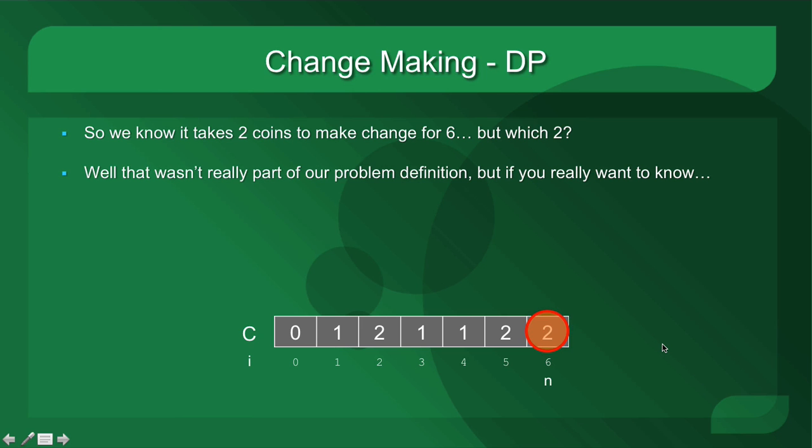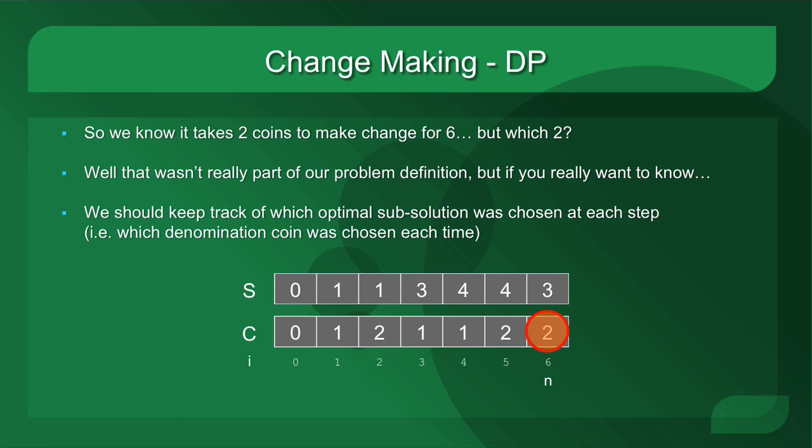But we actually need some additional information. So this is where some additional memory comes into play. We would need another table, right? So I've called this table S for selection. It's arbitrary, but we need another table to say that when we chose our coin here to get to 6, what did we choose? Which denomination coin did we choose?